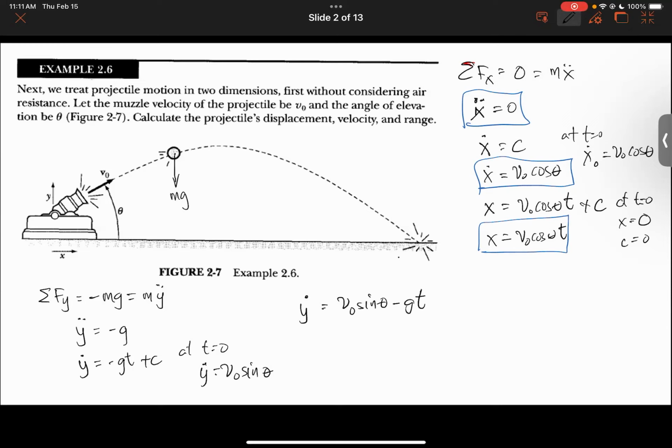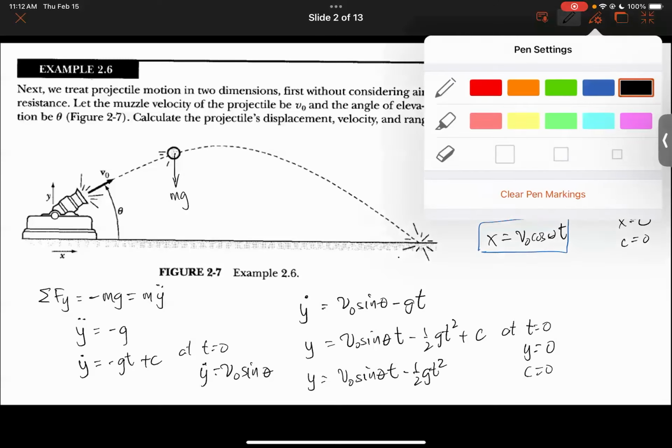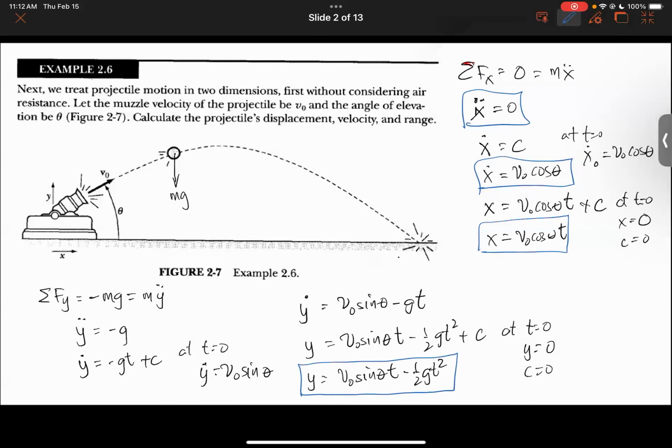Okay, already familiar na kayo sa equation na ito. This is the kinematic equation. Then if we integrate once more, we get y is equal to v naught sine theta t minus 1/2 g t squared plus some constant. And then if we apply the initial condition, t equals 0, y is equal to, let's say, 0, then this constant is just equal to 0. So y is equal to v naught sine theta t minus 1/2 g t squared. Okay, so that's quite straightforward.